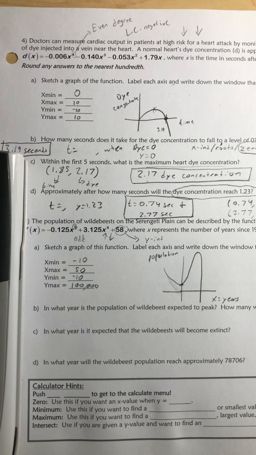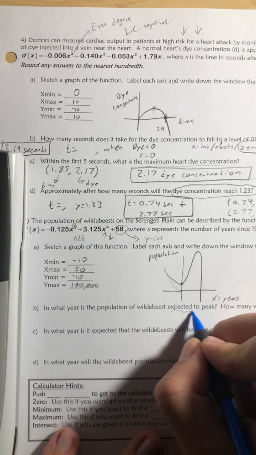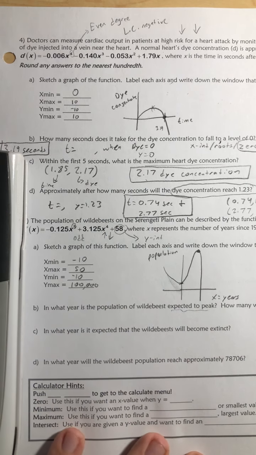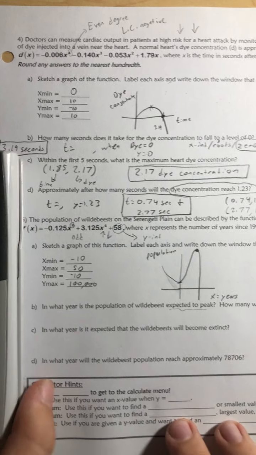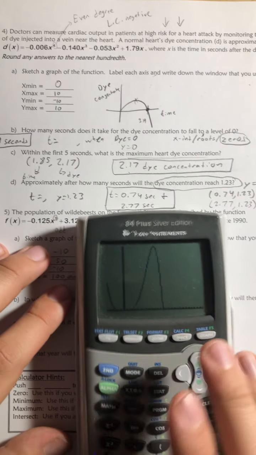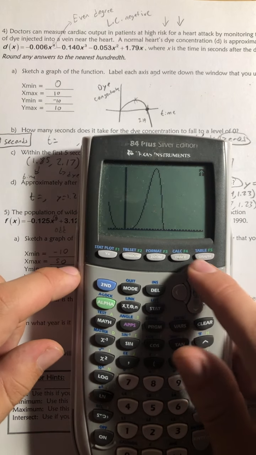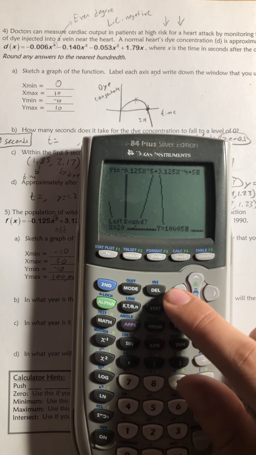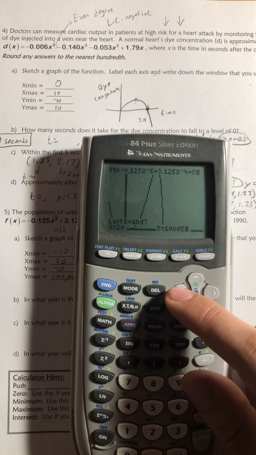So they ask, in what year is the population of wildebeest expected to peak? So that's asking the peak. I'm trying to find this peak, and I'm specifically looking for the year. So I'm going to be using my maximum here. So I'm going to go back into second calc. I want to find my maximum.